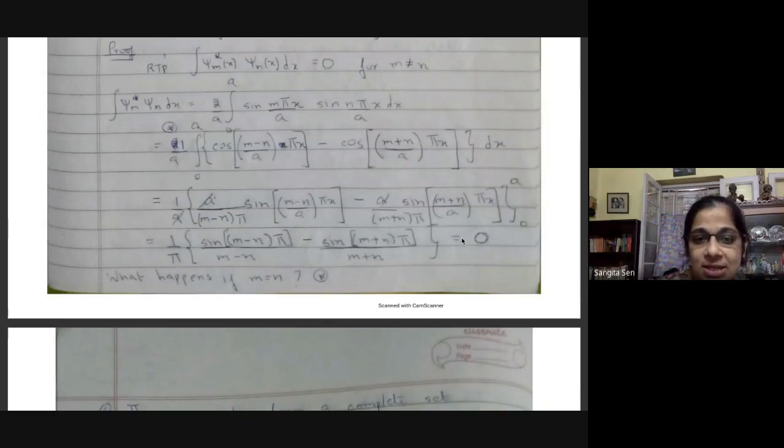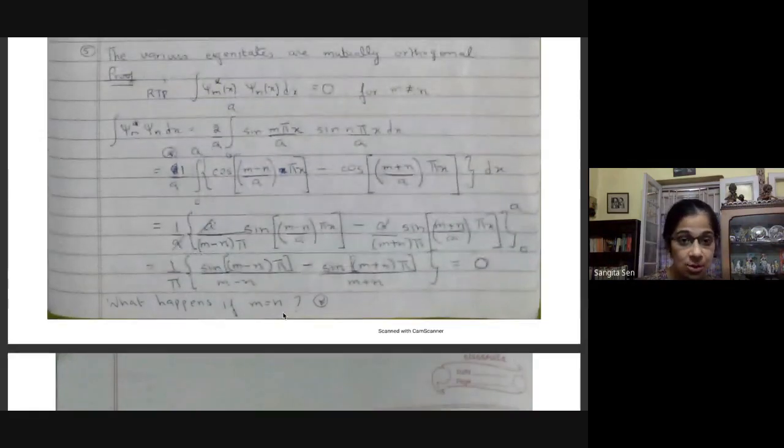And what happens here? How do I know that this is 0? m and n are integers, so m minus n and m plus n are also integers. And m is not equal to n, so this is also finite. Then we have an integral multiple of pi as the argument to the sine function. So this term is 0, this term is 0, so my integral is 0.